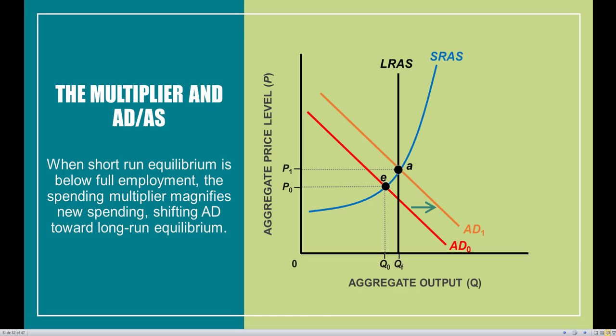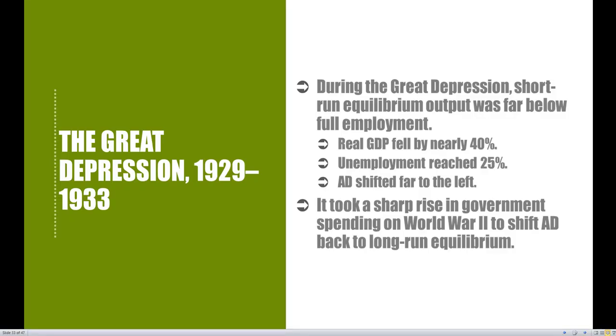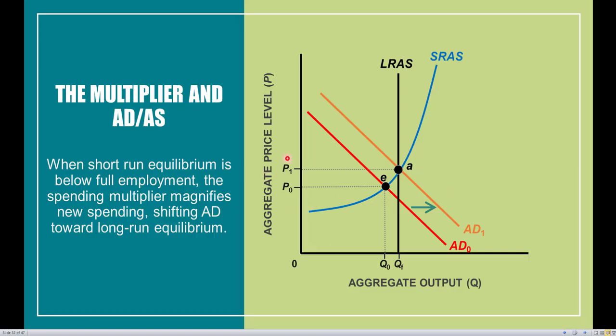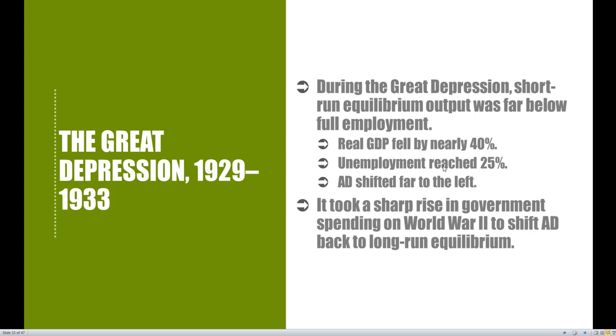And one great example of this is going to be using the Great Depression. So during the Great Depression, short-run equilibrium output was far below full employment. So we were in a very, very bad recession. Real GDP fell by nearly 40%, unemployment reached 25%, investment fell precipitously, consumption fell as well, and we noticed that aggregate demand shifted far to the left. So here we have aggregate demand shifting all the way over to the left, and that just precipitated the need for increases in spending, magnified by the spending multiplier, in order to push us out. And it wasn't really until we got into World War II where we had a huge increase in government spending to shift our aggregate demand curve back to the long-run equilibrium.